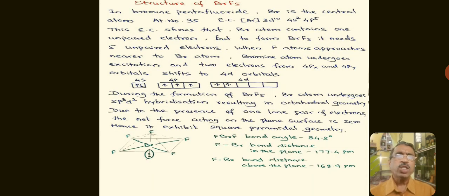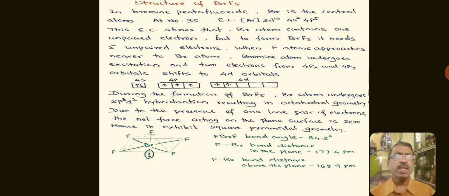Coming to the structure of bromine pentafluoride. In bromine pentafluoride, bromine is the central atom, atomic number 35, and outer electronic configuration is 3d10, 4s2, 4p5. This electronic configuration shows that the bromine atom contains one unpaired electron in the 4pz orbital. But to form bromine pentafluoride, it needs 5 unpaired electrons.